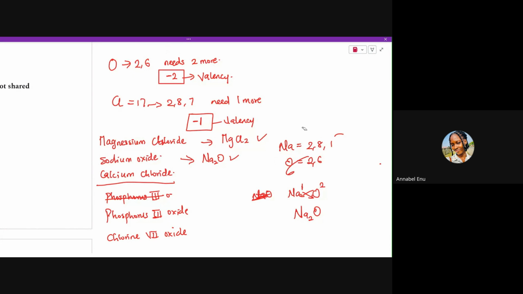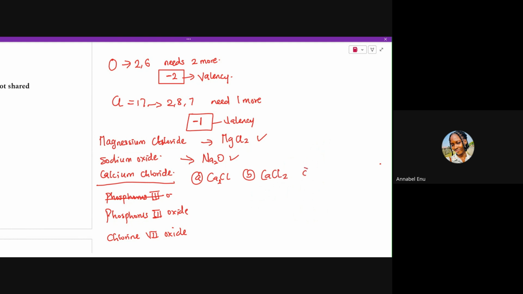Now, the next one is calcium chloride. So someone should do that one for us. We have 3 options. A, B, and C. Which of them is the proper way of writing calcium chloride?